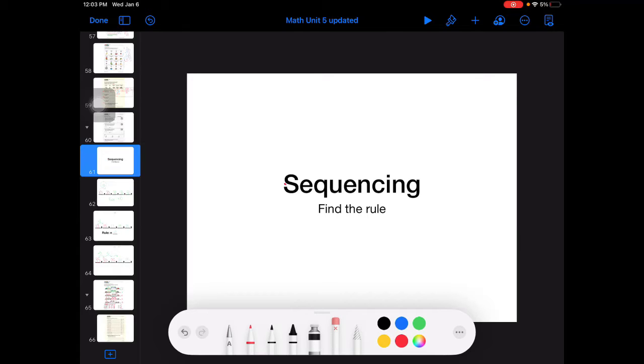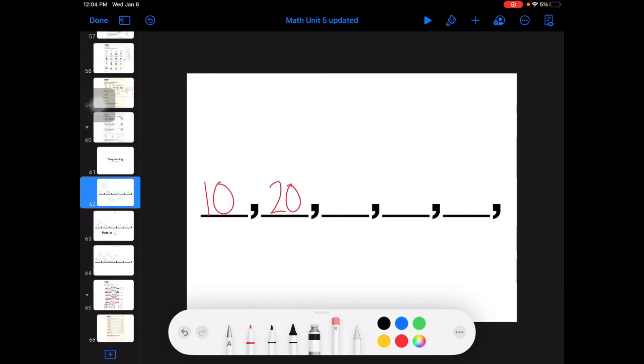Hello, boys and girls. Today we're going to talk about sequencing and finding the rule. When we find the rule of things in sequencing, it's putting things in order. So it's either increasing or decreasing, but either way, it has to be in the correct order.